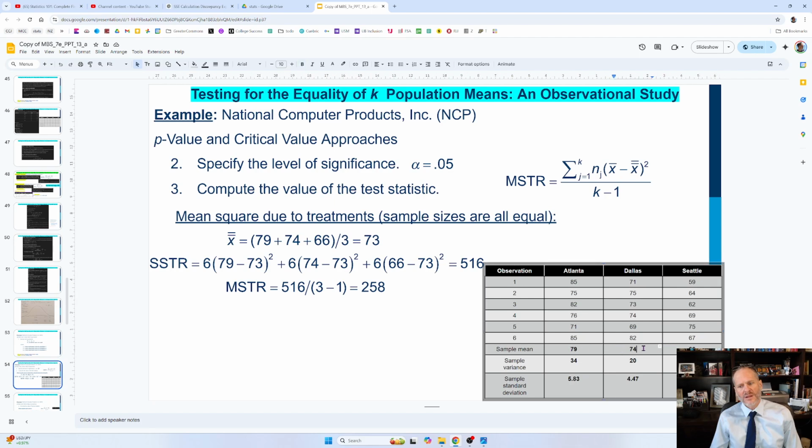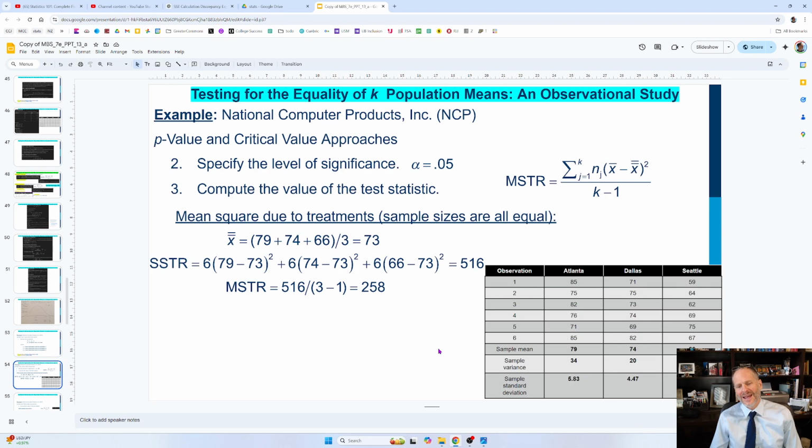The mean of each treatment, and how far it is from the overall mean of all of the data. So we get 516, and then we divide by 3 minus 1. 3 minus 1 is our degrees of freedom, where K here is the number of treatments. We subtract 1, and we get an MSTR of 258.